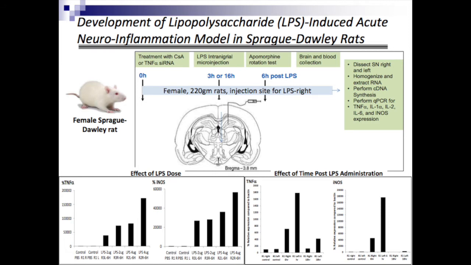So we find that the ideal LPS dose is around 2 milligram per kilogram, given as 2 microgram or 4 microgram, and then the duration remains around 6 hours post-administration. And so we chose the 2 microgram dose of LPS per rat, and then developed the neuroinflammation model, and then took these animals and tested our cyclosporine therapy to see how we can suppress the inflammatory response.